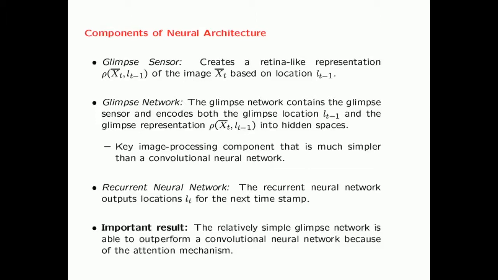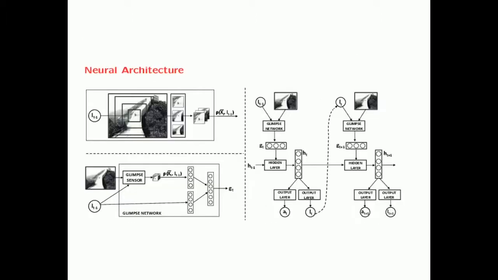And the important result is that this relatively simple glimpse network is able to outperform a convolutional neural network because of the attention mechanism. So even though we are looking at a classification application which can be solved with a traditional convolutional neural network, what this paper shows is that even using a relatively simple network for processing an image is sufficient when you're pairing it with an attention mechanism.